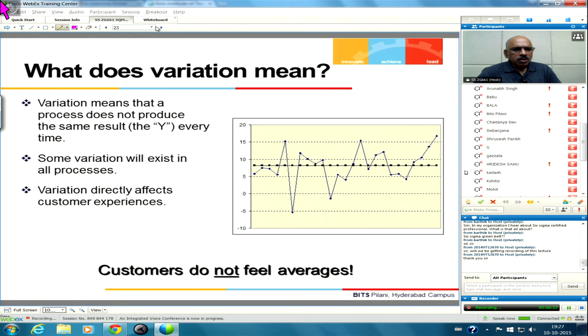So why are you focusing on variation? Variation is what customers feel in reality. Customers don't feel the averages. Mathematically you may have an average, but there is nothing like average performance. When you tell a customer that our average response time for delivery of an e-commerce shipment is 1 day, it doesn't mean anything for him.